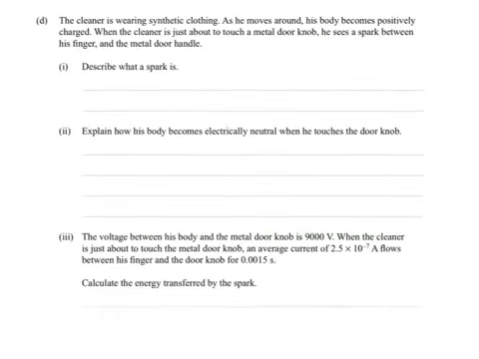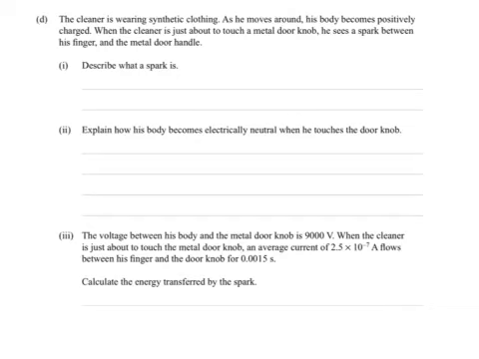D, the cleaner is wearing synthetic clothing. As he moves around, his body becomes positively charged. When he's just about to touch a metal doorknob, he sees a spark between his finger and the door handle. Describe what a spark is. It's movement of electrons, a very sudden movement of electrons.